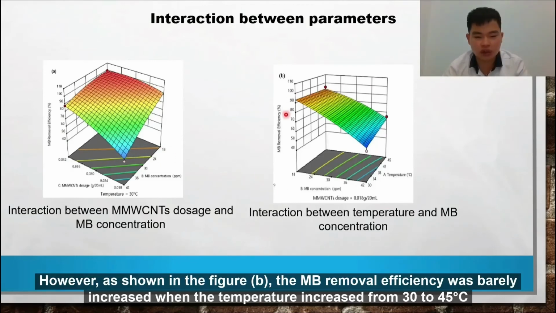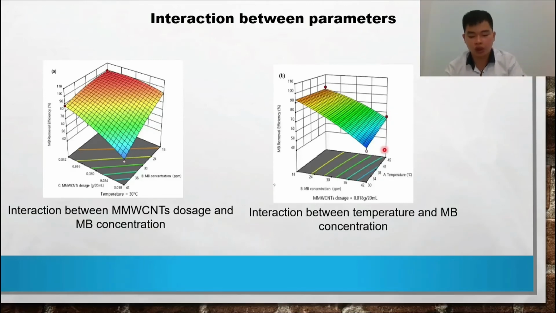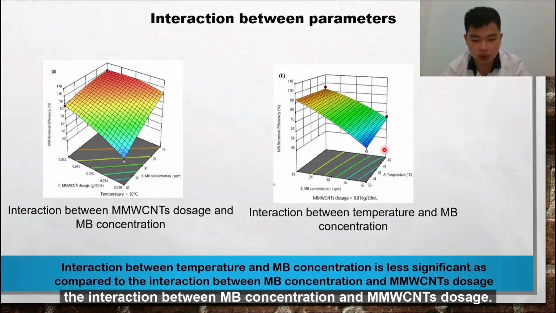However, as shown in figure B, the methylene blue removal efficiency barely increased when the temperature increased from 30 to 45 degrees Celsius, except at 42 ppm methylene blue concentration, which shows a slight increase in removal efficiency when the temperature increased. Hence, this behavior shows that the interaction between temperature and methylene blue concentration is less significant as compared to the interaction between methylene blue concentration and magnetic multi-wall carbon nanotube dosage.